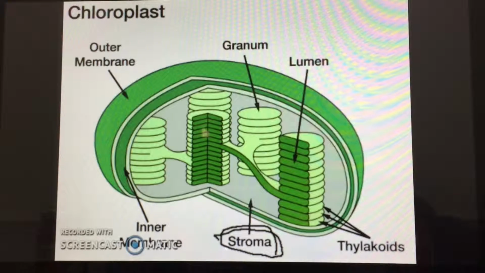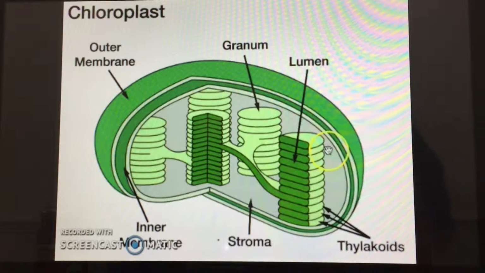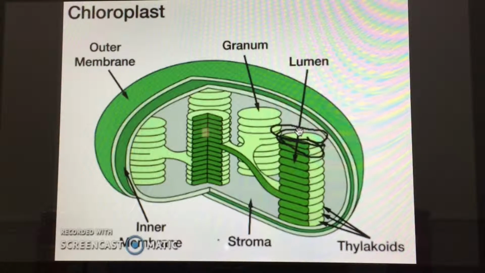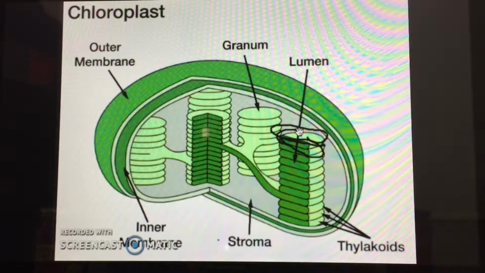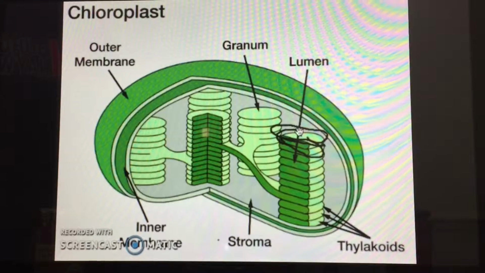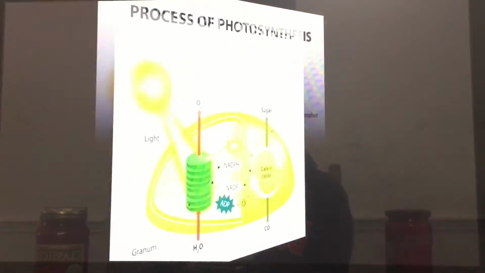Each stack here is called a granum. Each of the sacs contained in the granum are called thylakoids. The light-dependent reactions occur in the thylakoids. Chlorophyll A and B and carotenoids are located on the thylakoid membranes. Finally, the insides of the thylakoids is called the lumen.